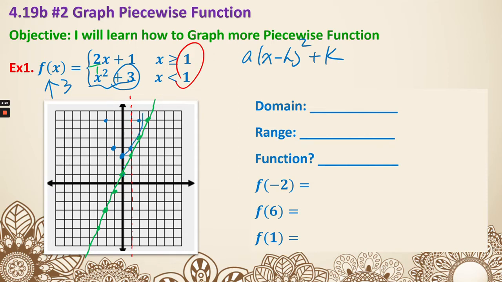That's typically how the standard parabola looks like. I can finish graphing that. And now it's time to start erasing and see which part we're going to keep. For the linear one, x is greater than or equal to 1. That means I'm going to keep the right side of it. So I'm going to erase everything to the left and just keep everything to the right.